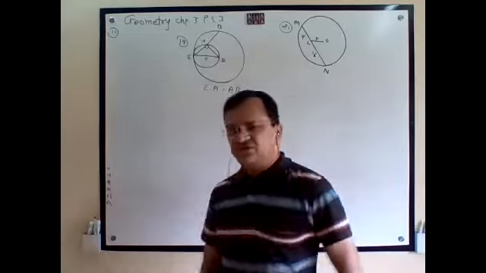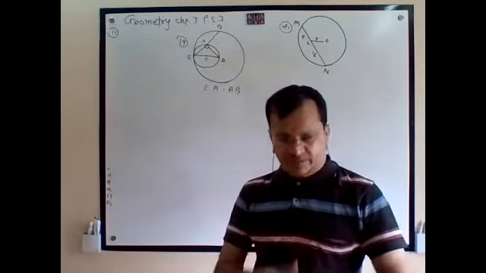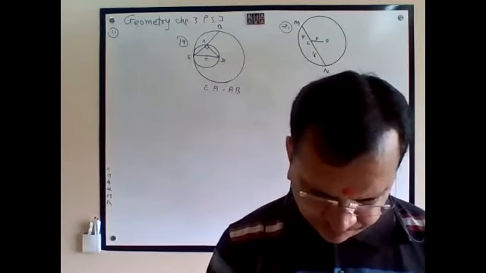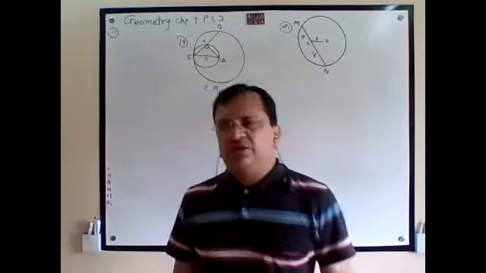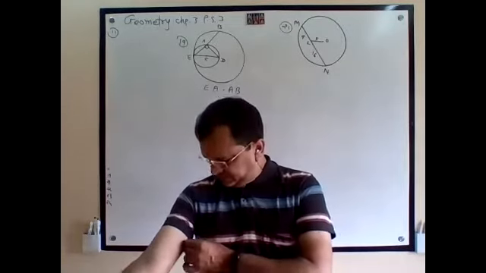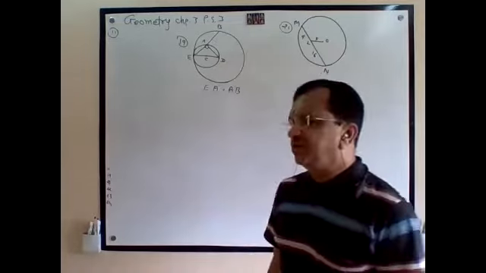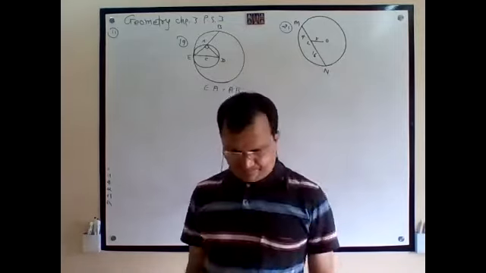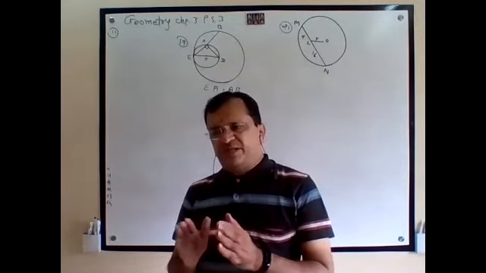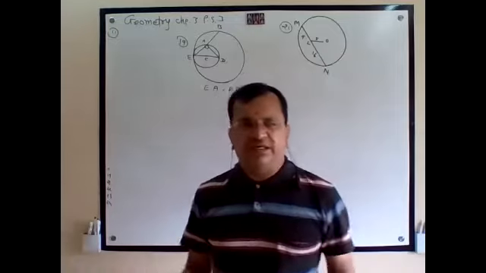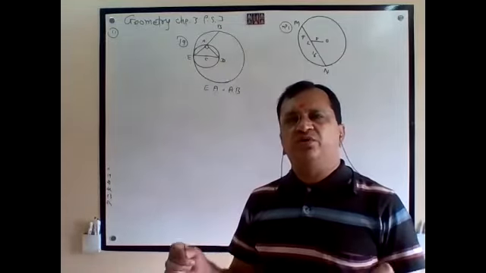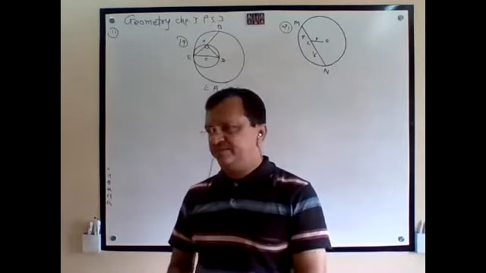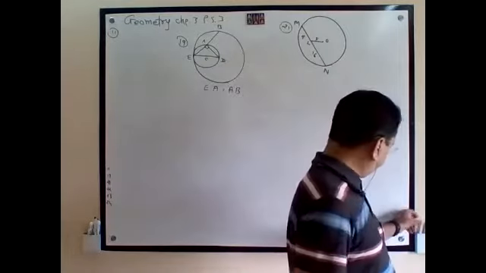We will start with sum number 11. It is a construction question. We have to draw three circles of 3 centimeter radii which touch each other. It is touching externally, so the distance between two centers is 6, because 3 plus 3 is 6. Stepwise, how to draw?